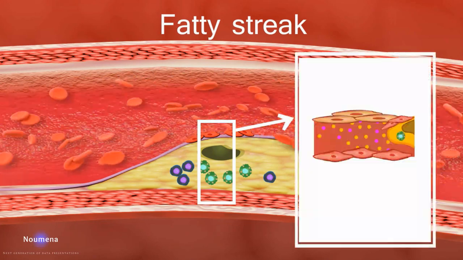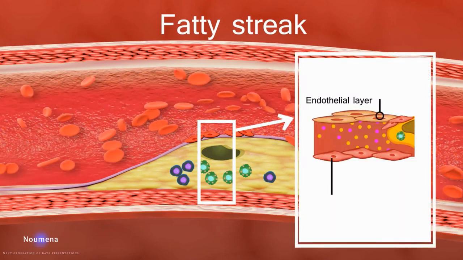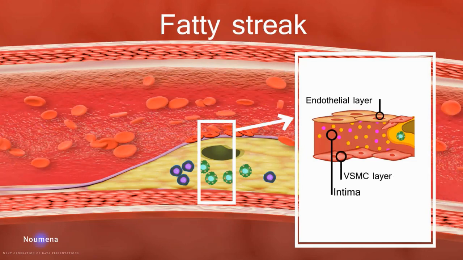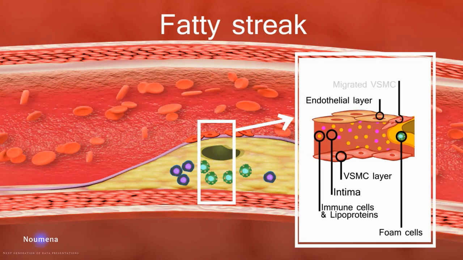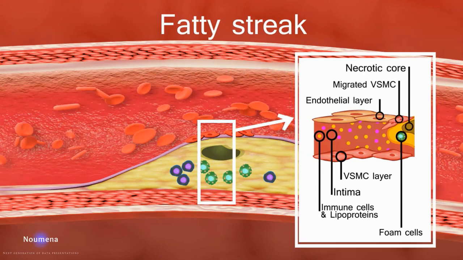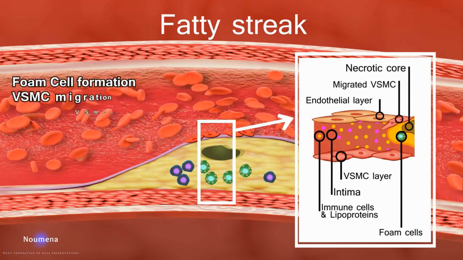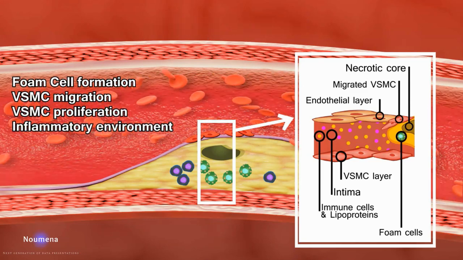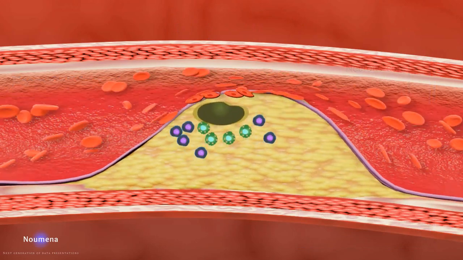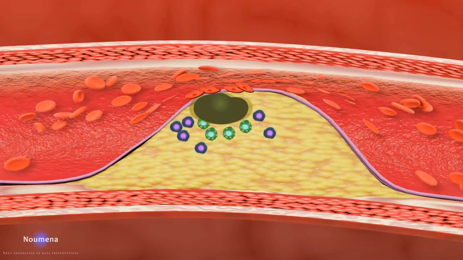We will observe the endothelial layer, the intima, the media, the infiltration of immune cells and lipoproteins, the presence of foam cells, migrated smooth muscle cells and the initiation of necrosis. This stage is characterized by foam cell formation, vascular smooth muscle cells migration and proliferation and an overall inflammatory environment. The next stage of the disease is called fibrous plaque.